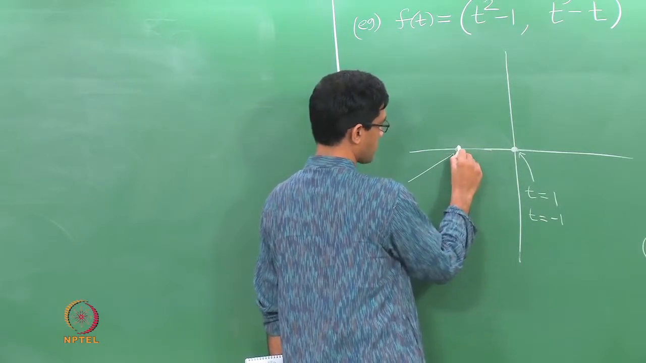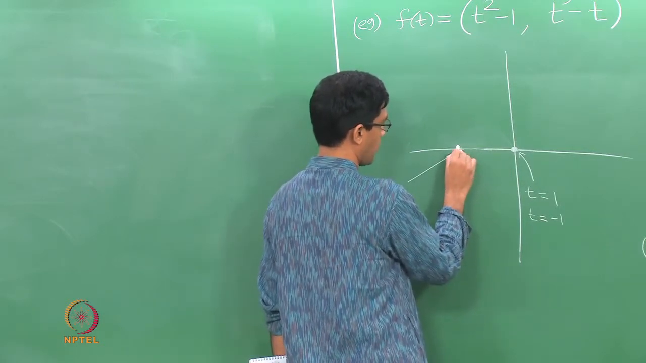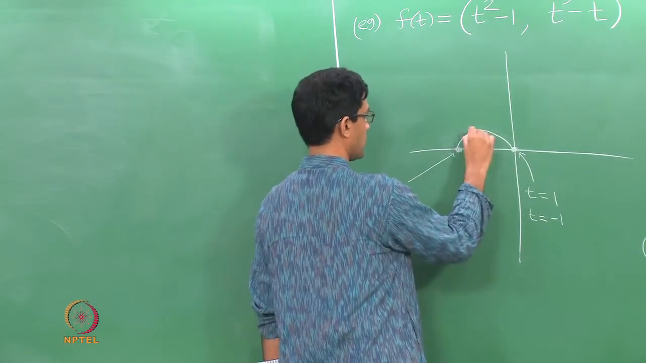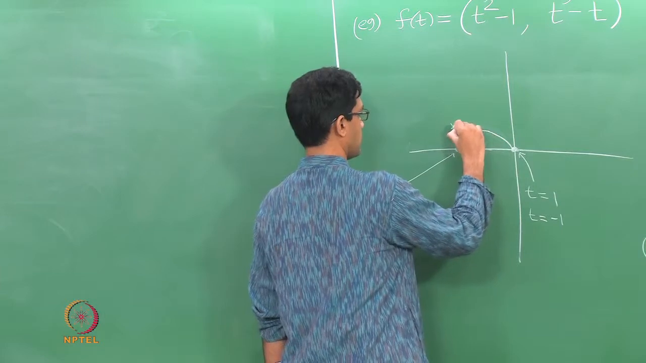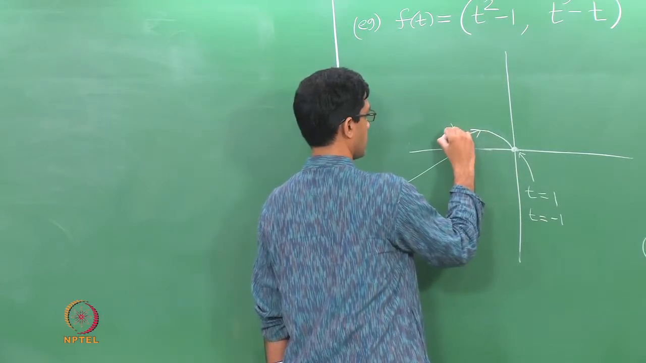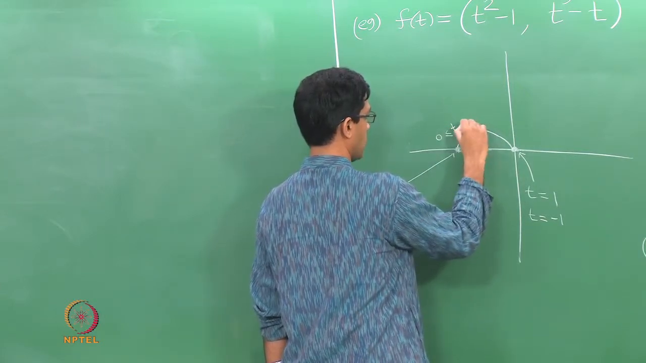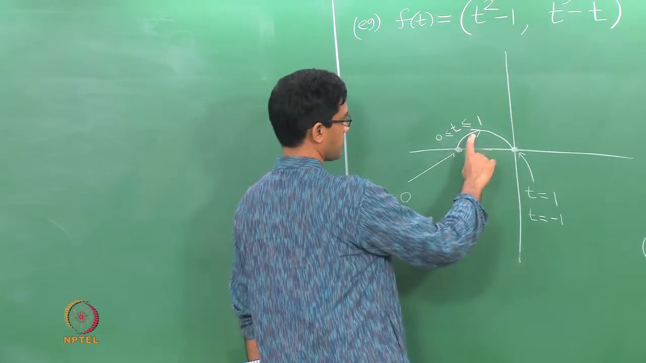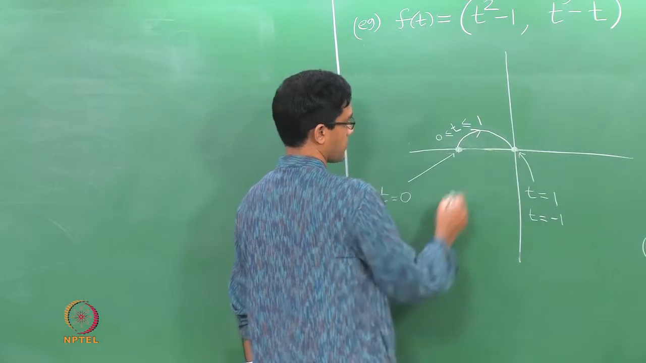So when t goes from 0 to 1, let me just tell you what you expect to get. So if t goes from 0 to 1, here is what happens. It starts at 0 and goes to 1, then as we just said, the y coordinate is positive, whereas the x coordinate is between -1 and 0.